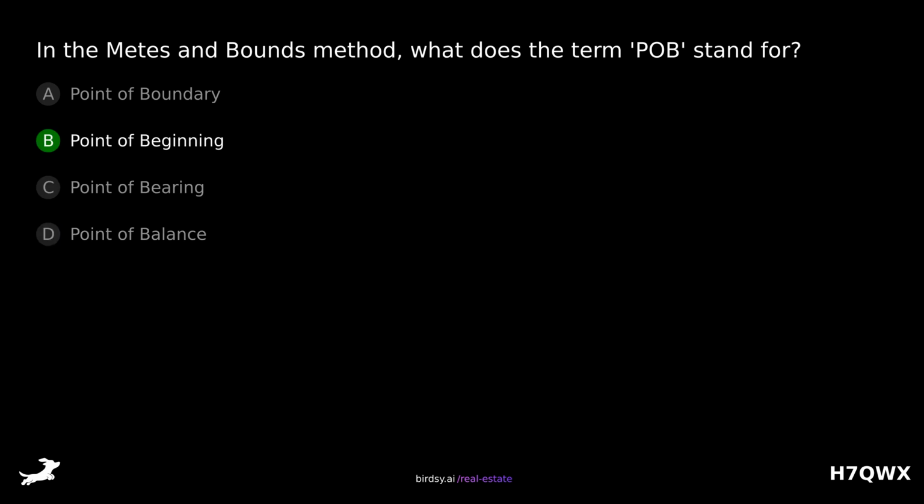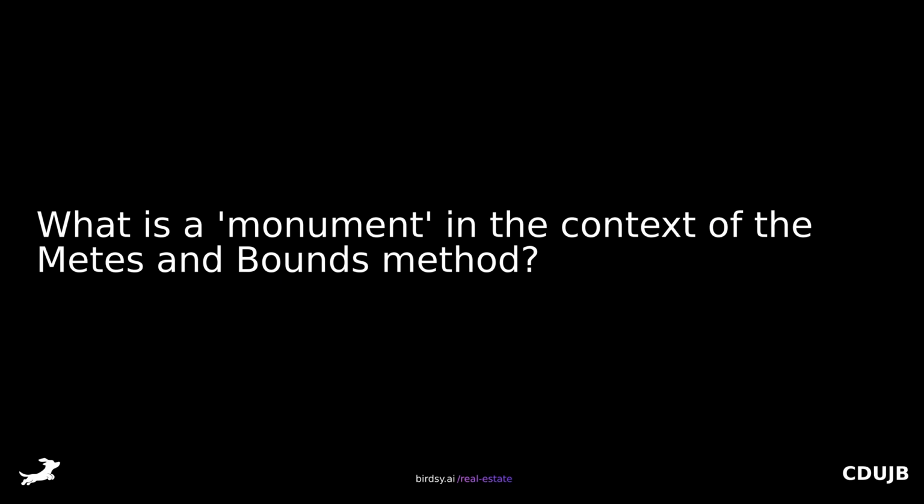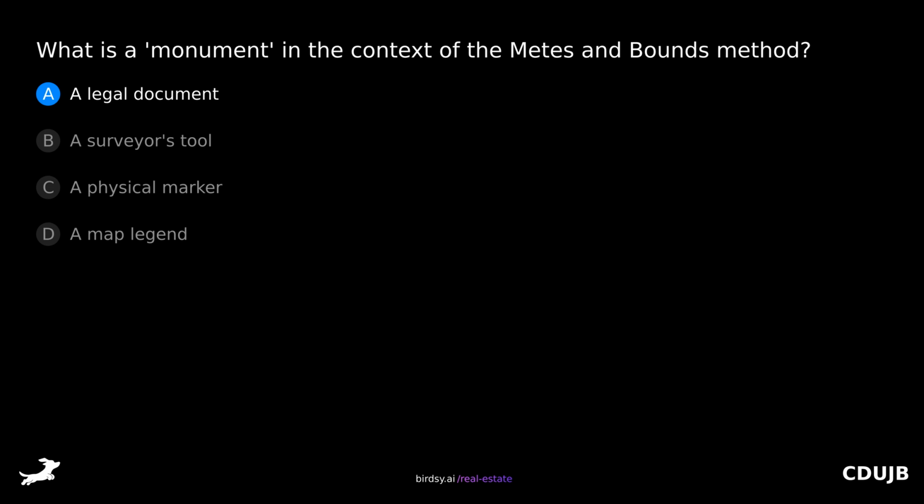The answer is B, point of beginning. POB stands for point of beginning, which is the starting point in a legal description using the metes and bounds method. What is a monument in the context of the metes and bounds method? Is it A, a legal document, B, a surveyor's tool, C, a physical marker, or D, a map legend?